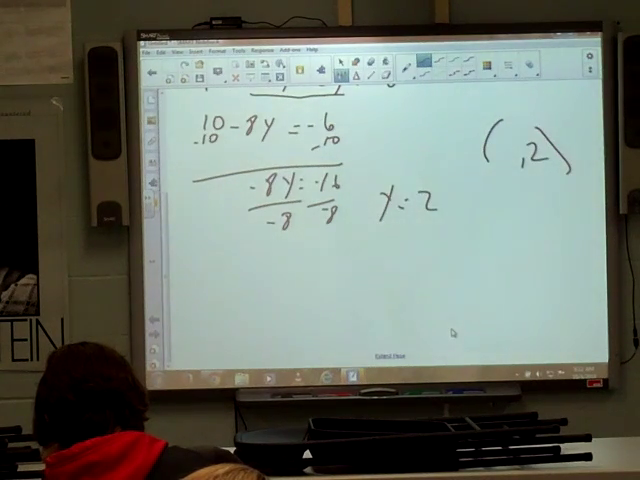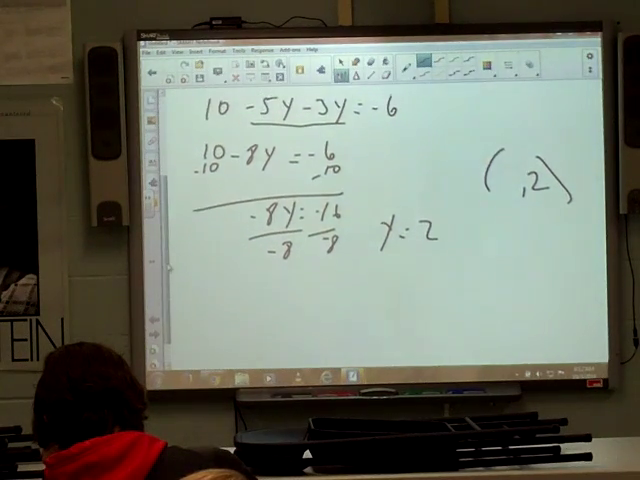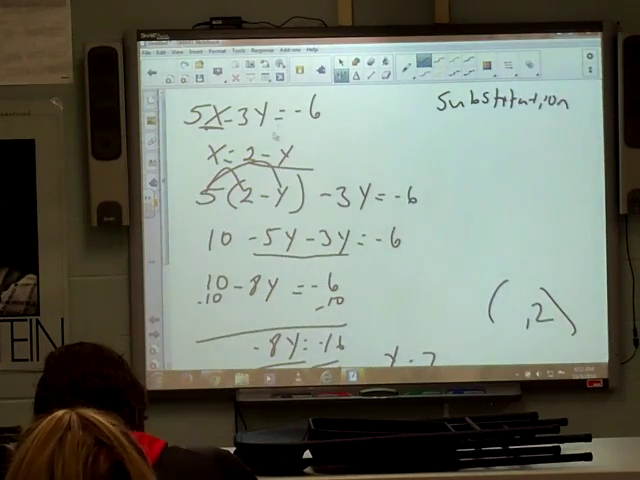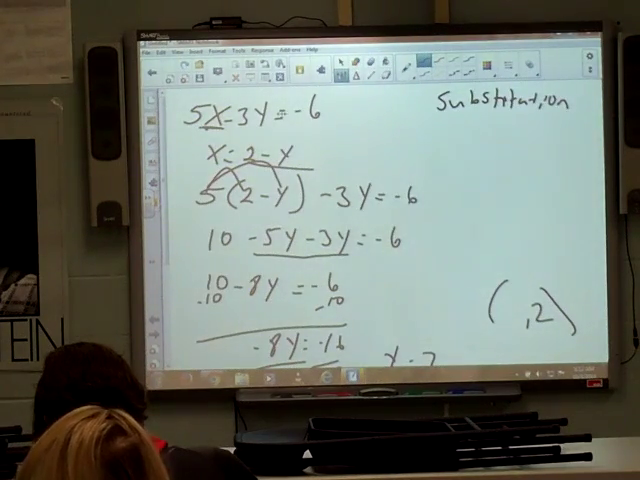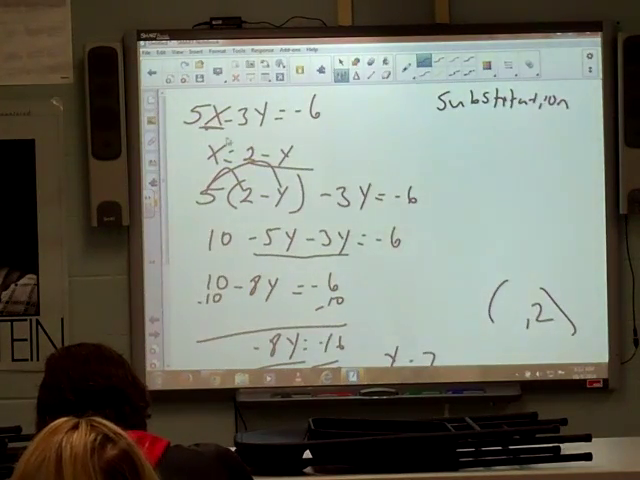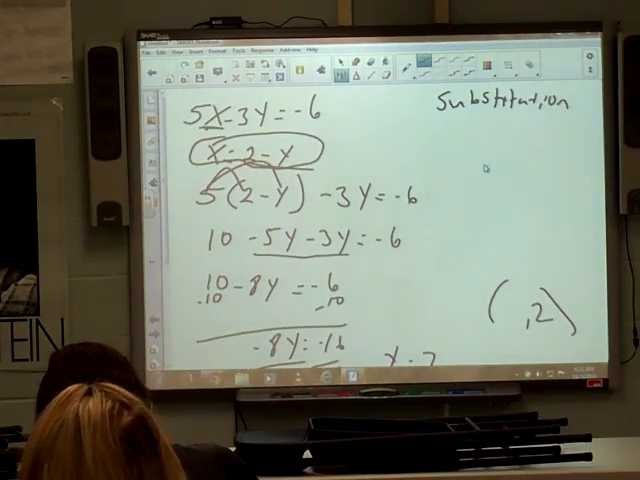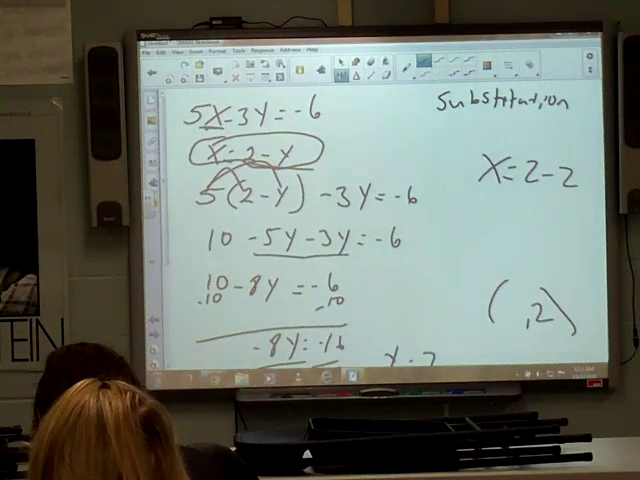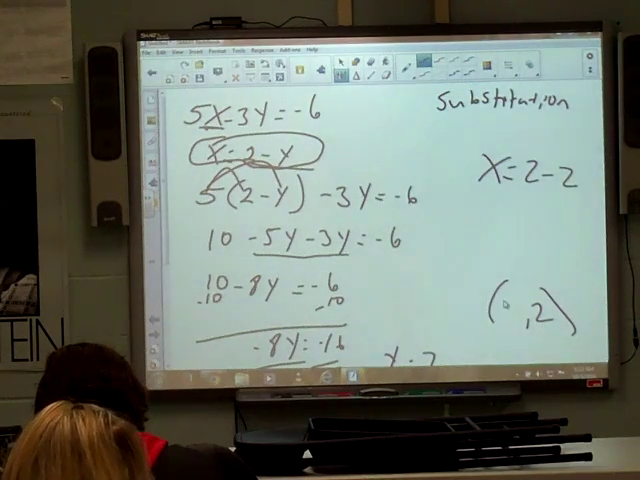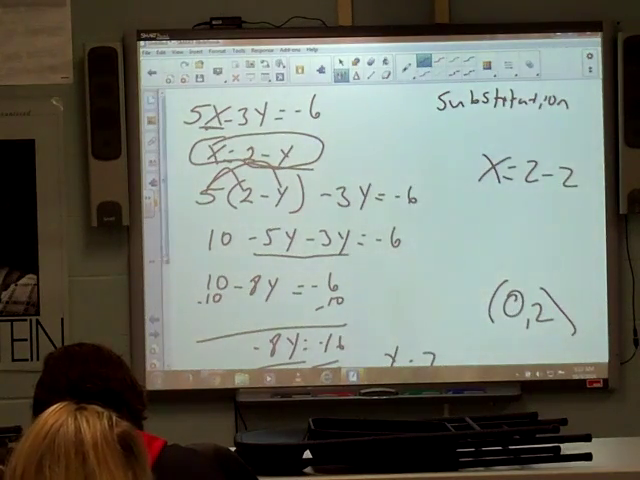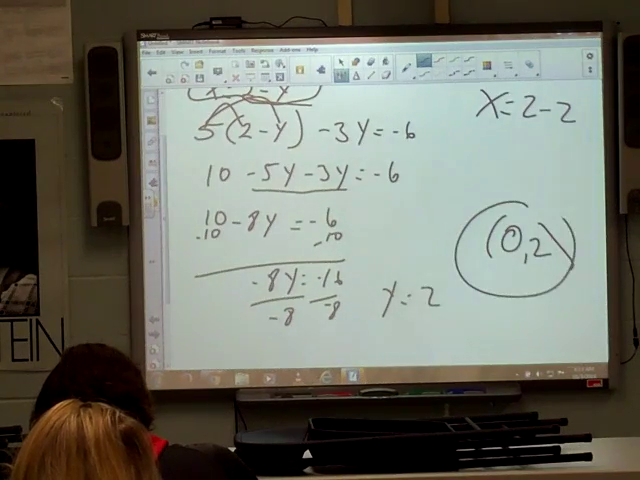We know the y. So what am I going to do to find the x? Good, I'm going to take that 2 and plug it back in for one of the y's. You can plug it in either one of these. I can tell you right now, this one would be the easiest, right? Because that one says x equals 2 minus y, and my y is 2, so 2 minus 2. So x would be 0. So there's the solution to that one.